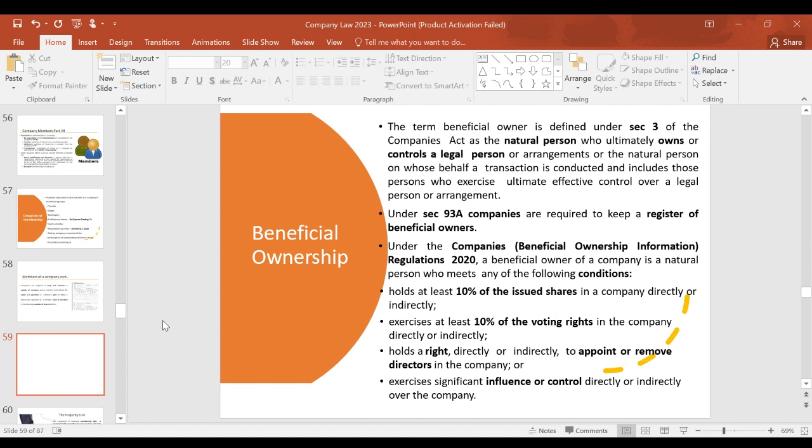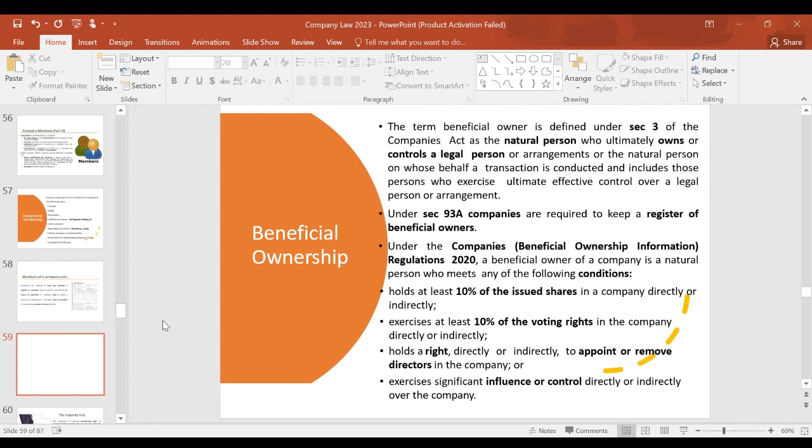of beneficial owners. The Companies (Beneficial Ownership Information) Regulations of 2020 provided for conditions that must be met for one to be deemed a beneficial owner, and it puts forward several scenarios. One of them is that one must have at least 10% of the issued share capital of that company. It also provides that in the event that somebody has at least 10% of the voting rights within a company, then they can be deemed a beneficial owner, and their name should be kept within the register of beneficial owners as required under Section 93A.